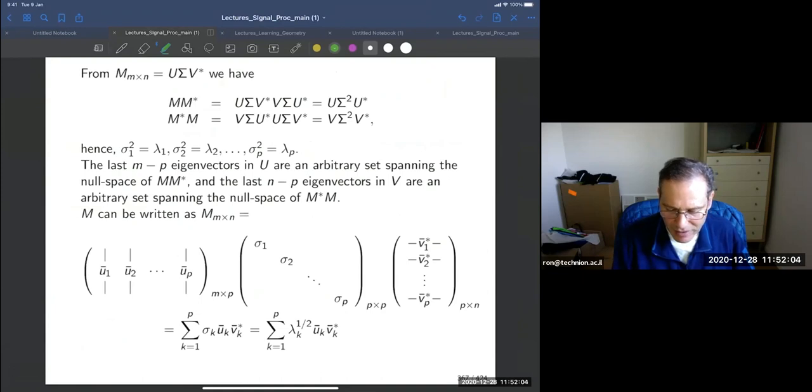If we write M conjugate, then instead of M we can write the claim that we have done before. And indeed, what we get is U sigma square, where sigma is nothing but taking the two sets of eigenvalues and squaring each and every element, because these are diagonal matrices. And the same goes for M transpose or M conjugate M, so it would be V. Here U conjugate U is a unitary matrix, so we get rid of that, and this is what we get.